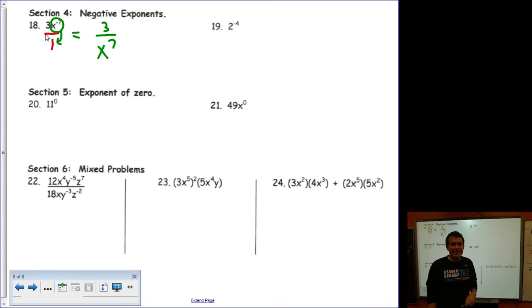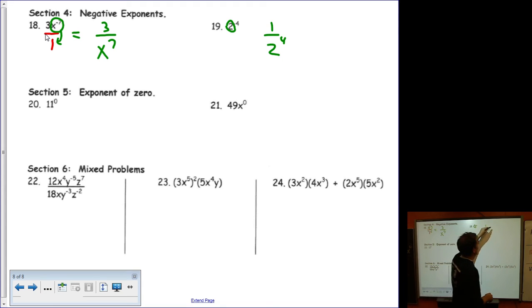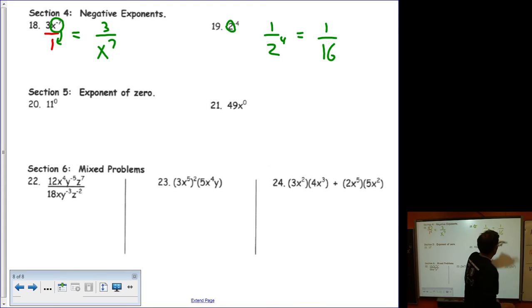In number 19, since I just have a single term, I'm not going to make it a fraction. I'm just going to take the reciprocal. The reciprocal of 2 is 1/2. So I guess I did make it a fraction, actually. But by taking the reciprocal of the 2, that turns the exponent positive, and my final result is 1 over 2 to the 4th. And I could leave it like that, or I could go ahead and simplify 2 to the 4th and make it 1 over 16.